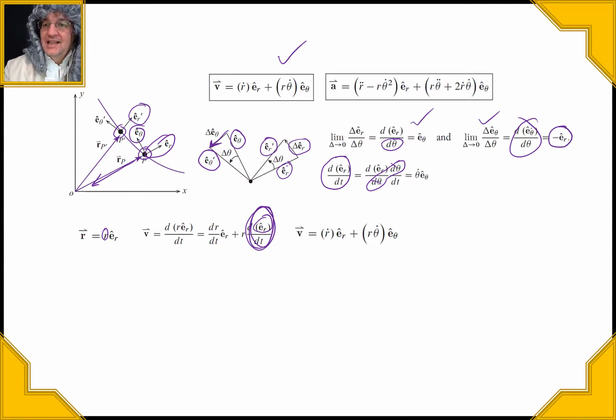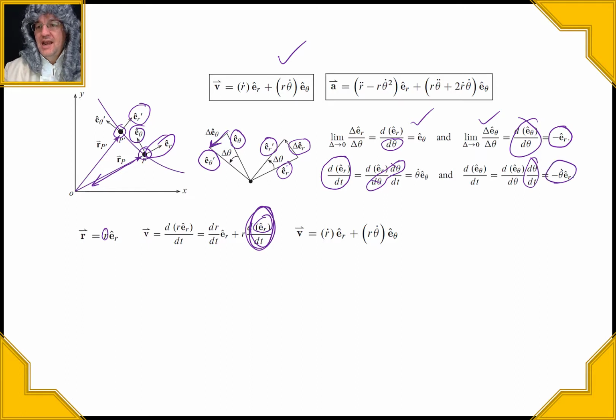But once again, that's d theta. If instead we want to do it with respect to time, we have to do the chain rule again by multiplying it by d theta dt, which is theta dot. So what we get is negative theta dot ER.